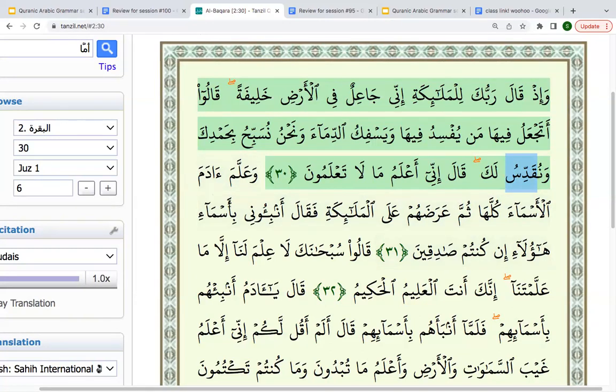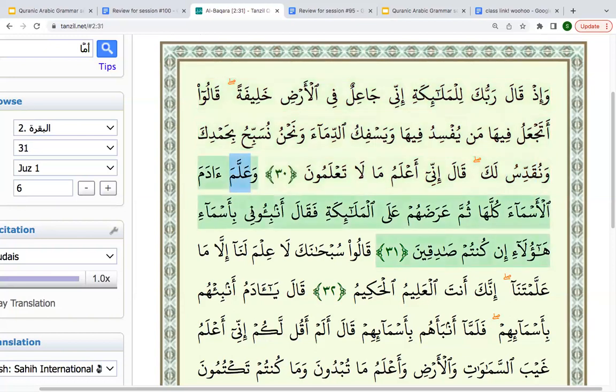Let me ask you, allama. That should be easy now. Family number 2, and what is the siga? Family 2, allama. Lam is doubled up, right? So it is madi of family number 2. Let's see another one.